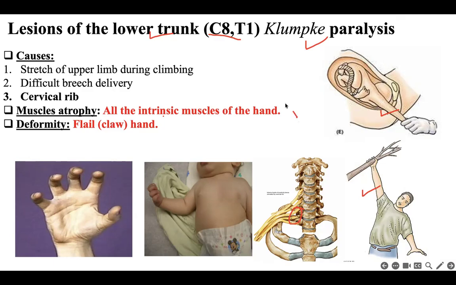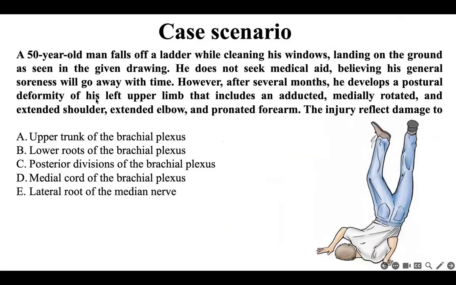The most affected muscles in the upper limb will be the intrinsic muscles of the hand. The position is called claw hand, or complete claw hand, or flail hand. All the fingers will be clawed like that. Claw hand or flail hand. It is a lower trunk lesion, and we call it Klumpke's paralysis.